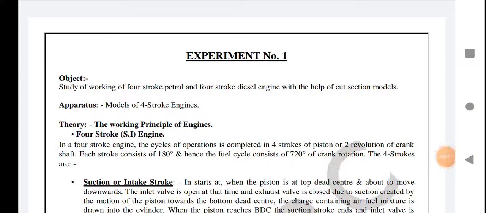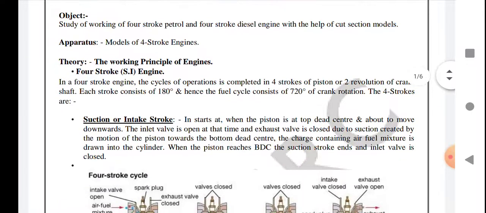Welcome, student. It is experiment number 1 of the thermal engineering lab. In this experiment, we study the working of a 4-stroke petrol and a 4-stroke diesel engine with the help of a cut section model. In this experiment, the apparatus is a model of a 4-stroke engine.